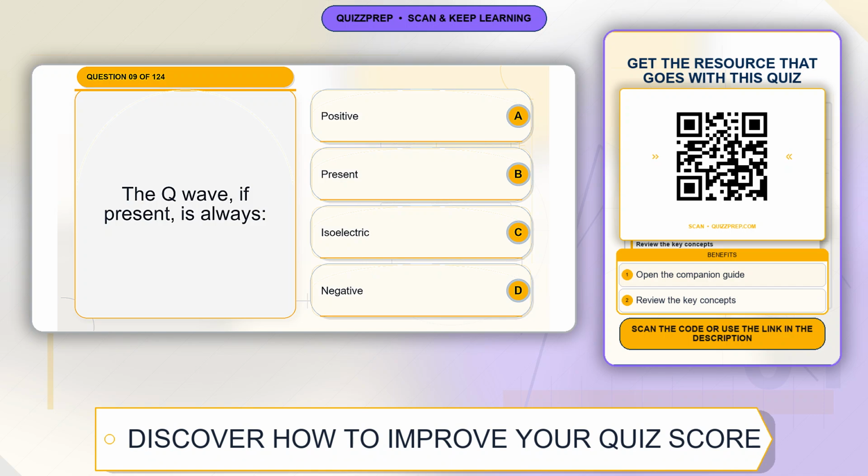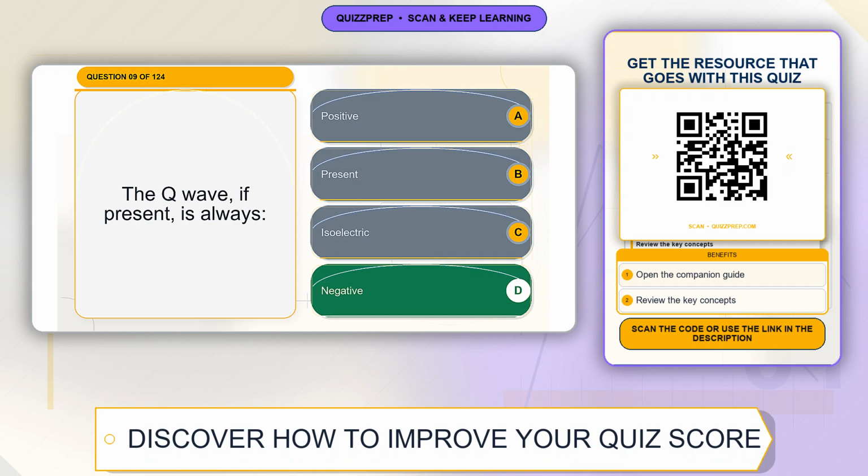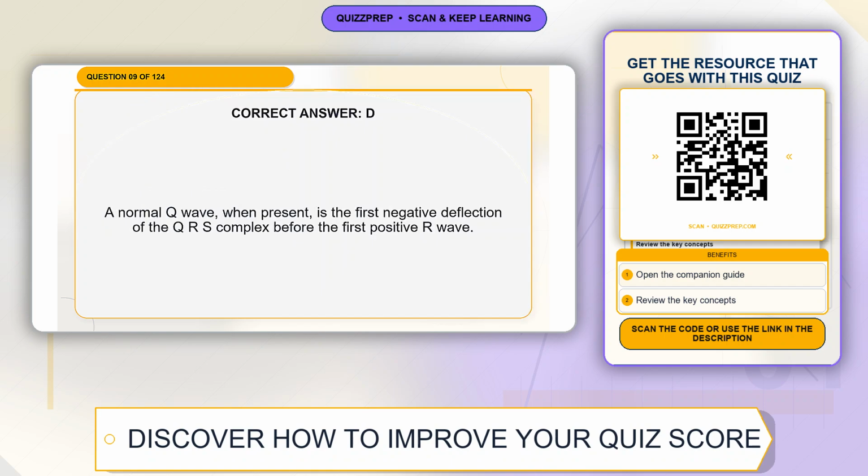Question 9. The Q wave, if present, is always: Option A, positive. Option B, present. Option C, isoelectric. Option D, negative. The correct answer is option D, negative. Explanation. A normal Q wave, when present, is the first negative deflection of the QRS complex before the first positive R wave.